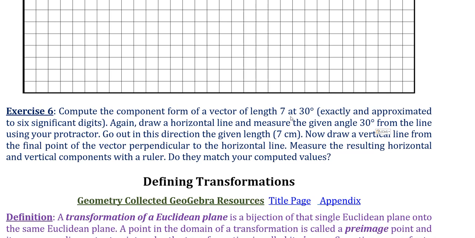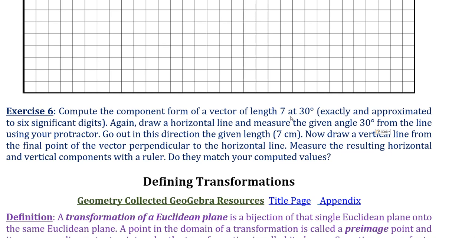Now then again, I want you to do this on a piece of paper. This time you could have one without lines. Just make yourself an axis there that you can measure from. So you have a horizontal and vertical. Pick a point on there, and mark out 30 degrees, measure a length of 7, and then pull your perpendiculars down and measure those sides of that right triangle and make sure that they match what you computed. Okay, so make sure it works there.